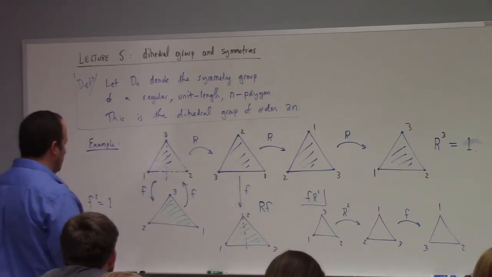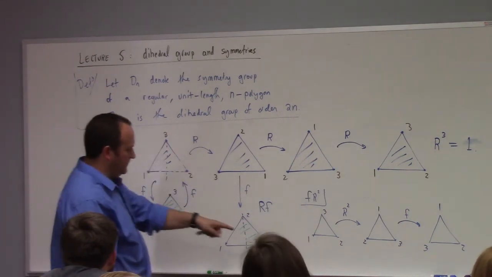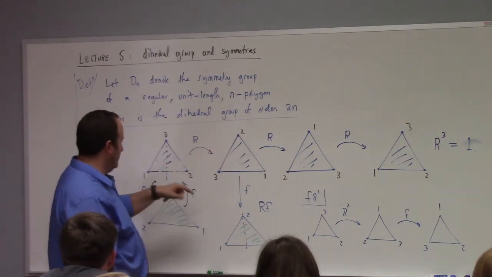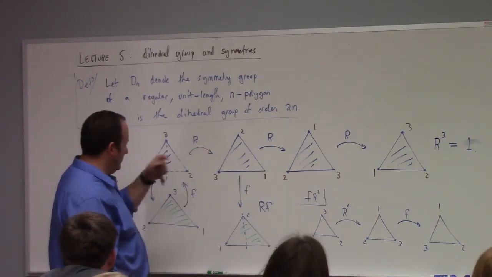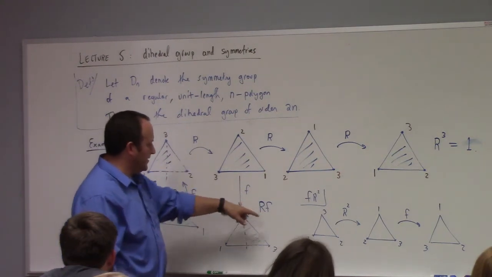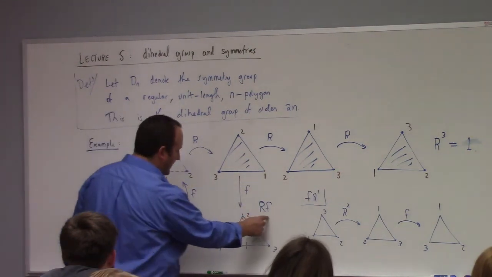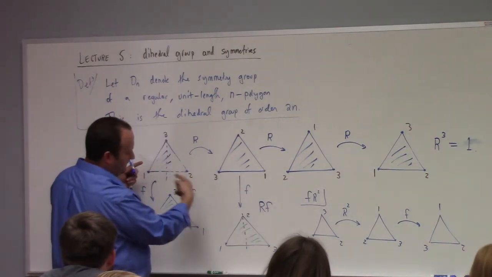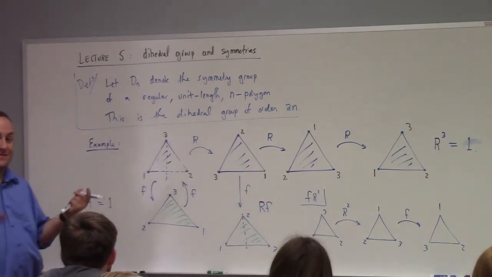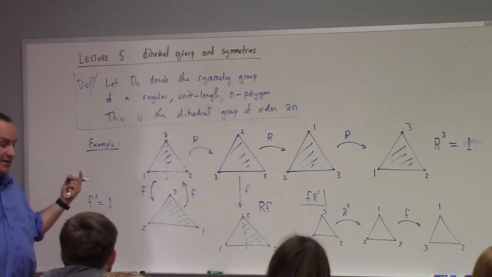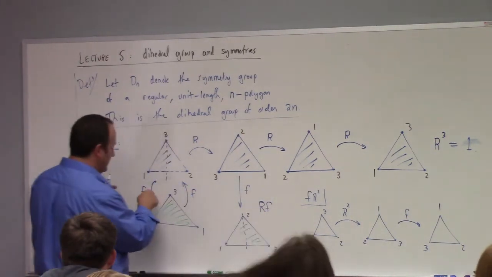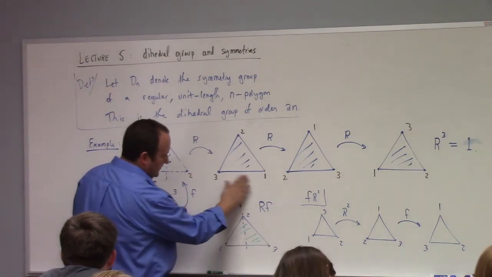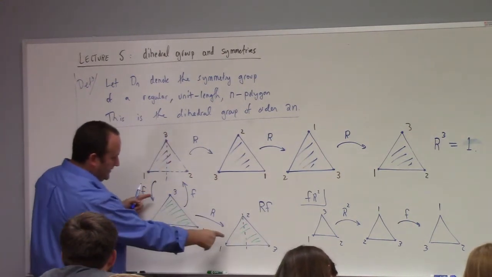I start with 1, 2, 3. I rotate once. Oh, I did it in the wrong order. I see what the problem is. I didn't do RF here, did I? I did F. This is FR, because it's the same thing with the permutations, right? We have to do F first. So I should have done this F, and then I should have done R like this. This arrow is the wrong one to do. I should go first F, then R to get RF.